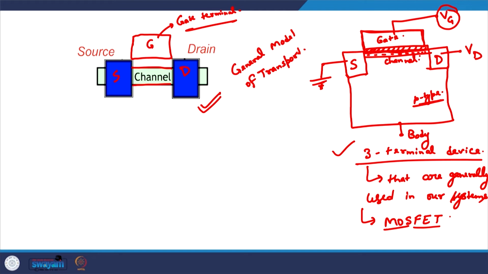Metal oxide semiconductor means that the gate terminal is like a metallic contact. This is metallic in nature, and then we have a thin layer of oxide. M is for the metallic nature of the gate, and below this oxide we have a semiconducting material, which is essentially the channel material. And in combination with this metal oxide semiconductor, if we put two contacts on the sides of this channel, this will make a MOSFET.